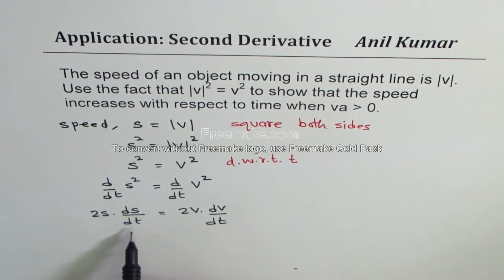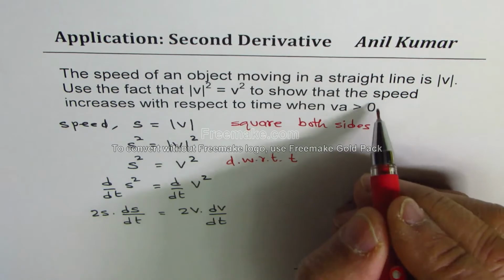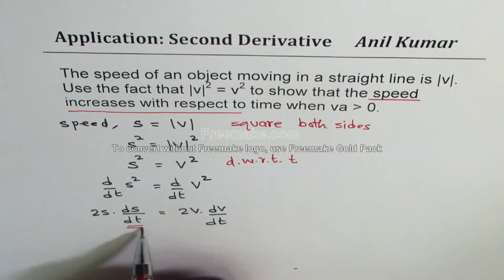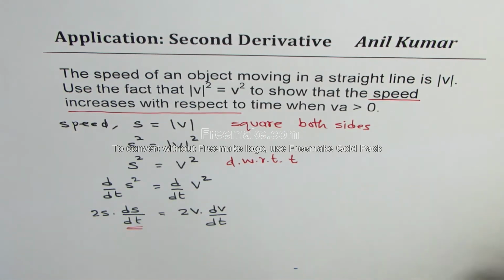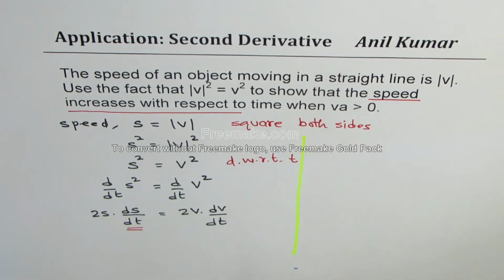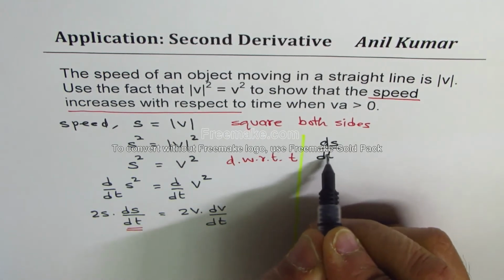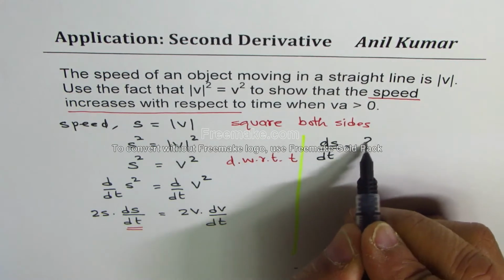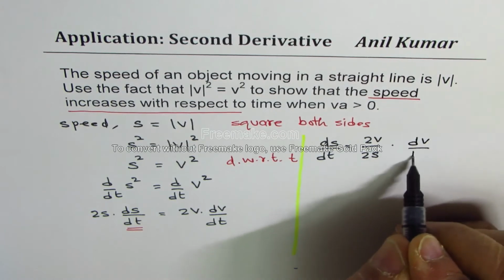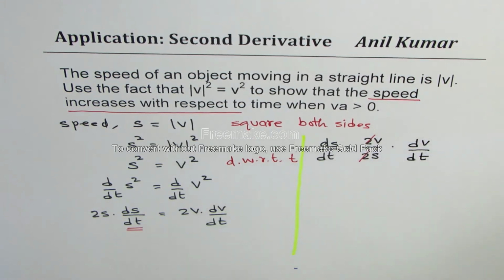Now we are interested in ds/dt, that is the increase with respect to time, speed increase with respect to time. So when you say speed increase with respect to time, it is this term here, right? Let me take it to the right side and explore further. So I'm rewriting the whole statement with ds/dt equals, so we'll divide by 2s. So we have 2v divided by 2s times dv/dt, correct? 2 and 2 cancel.